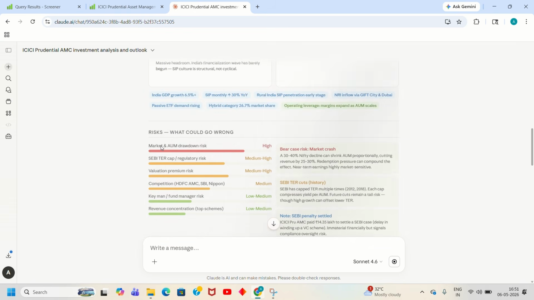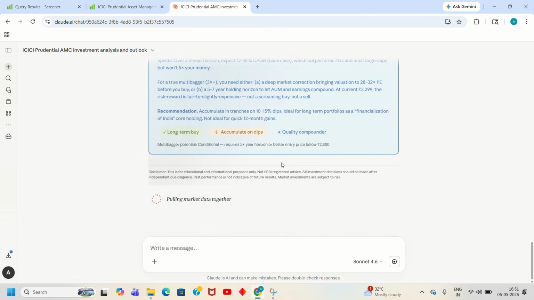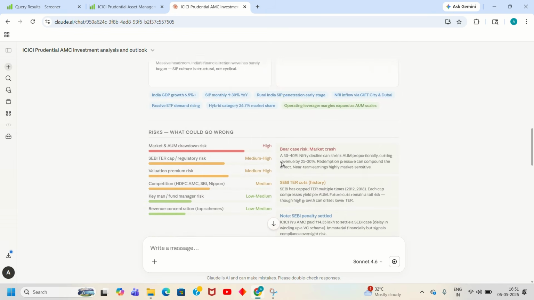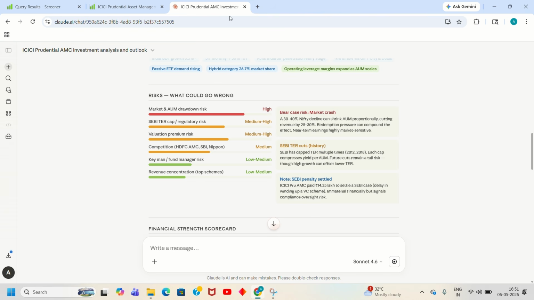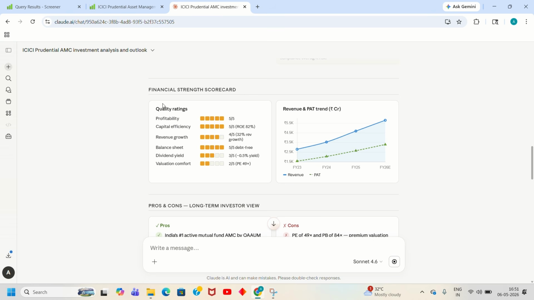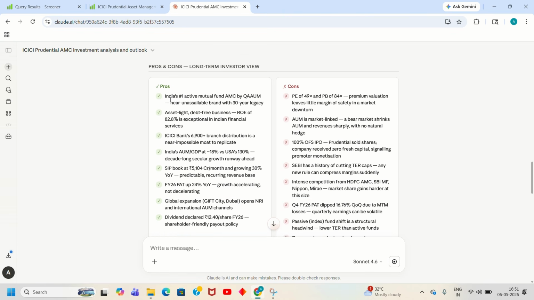They have also entered the bear market scenario. Just a minute, putting the market data over there. Yeah, so here's a bear market case scenario: the SEBI total expense ratio cuts and SEBI penalty settled. These are the quality ratings, which is profitability and all, and these are the revenue and profit after tax trends. So these are the pros and cons as we had entered.